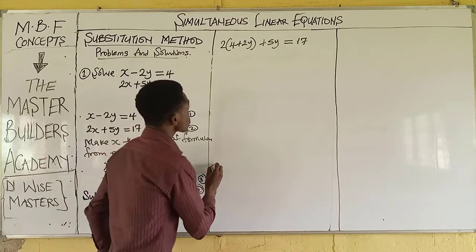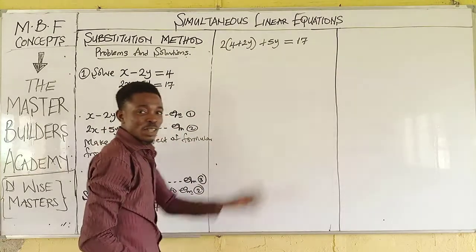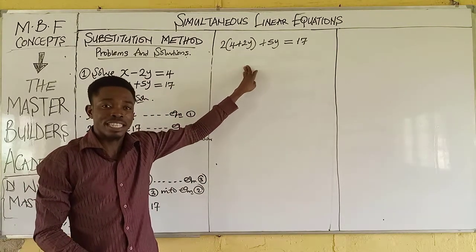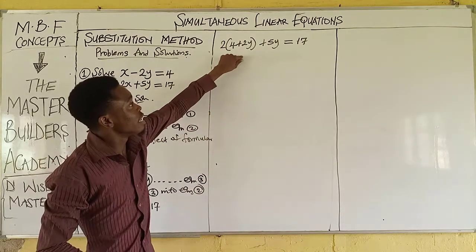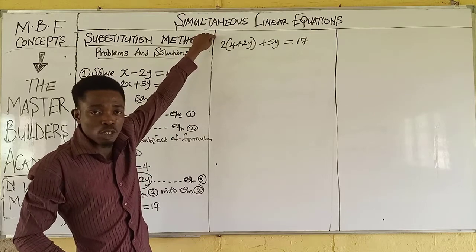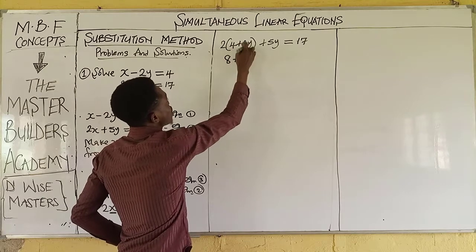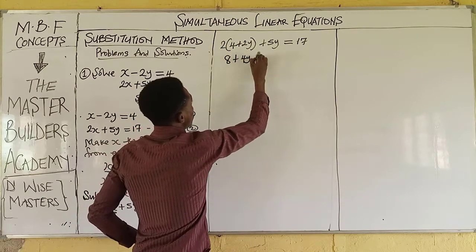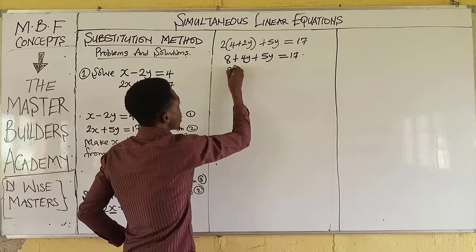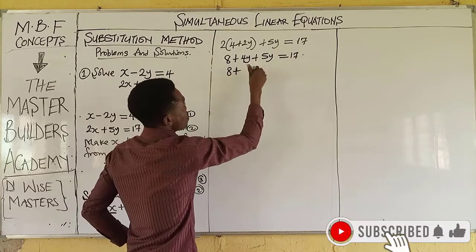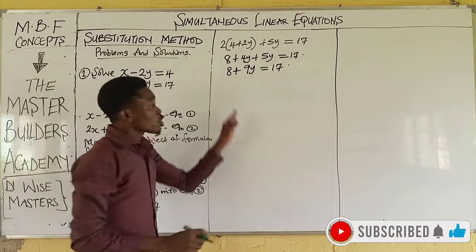Now guys, at this point, this is an equation with brackets, right? So after we have substituted for x, we need to clear the bracket by multiplying the terms inside the bracket by the multiplication factor 2. So 2 times 4, we have 8. Now 2 times 2y, we have 4y. Then plus 5y is equal to 17. Now 8 plus 4y plus 5y will give us 9y is equal to 17.